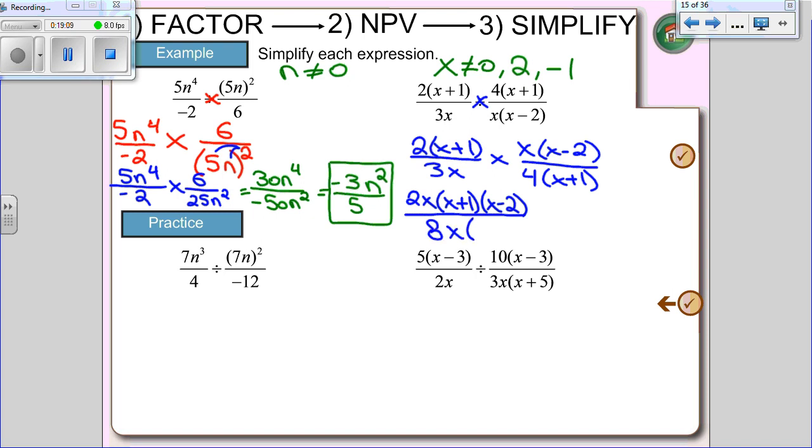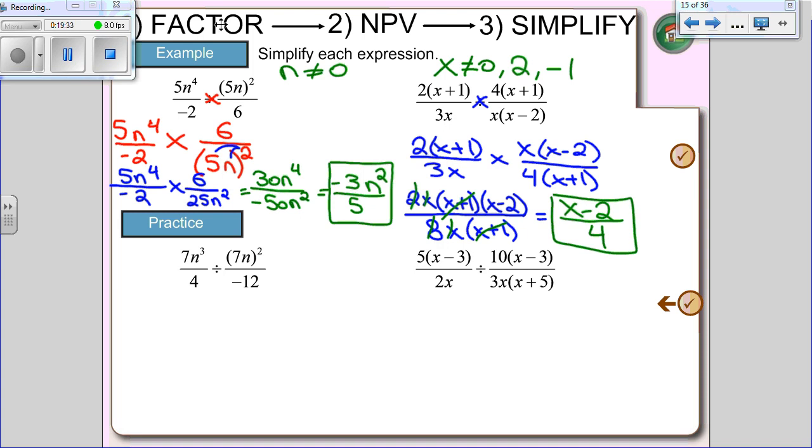Then we cancel out anything that we can. The coefficients, the 2 divided by 8, is going to change to be 1/4. The x's are going to completely cancel out. The x plus 1s are going to completely cancel out. And you're left with x minus 2 divided by 4. That's what your final answer would look like most likely out of text. Notice that there's no brackets around the x minus 2 because there's no other things on the top.